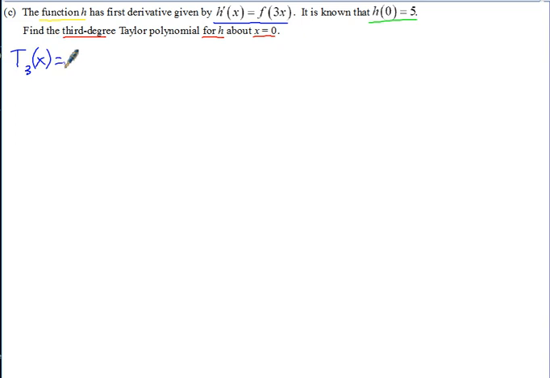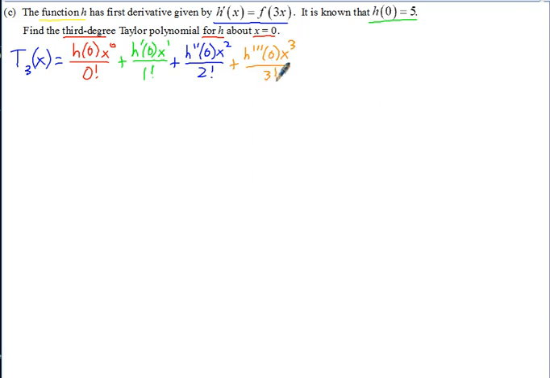Let's follow the pattern. The first term would be h of 0, the 0th derivative at 0, x to the 0 over 0 factorial, plus the first derivative, h prime of 0, x to the first over 1 factorial, plus h double prime of 0, x squared over 2 factorial, plus h triple prime of 0, x cubed over 3 factorial. Stop right there. There's our third degree Taylor polynomial.